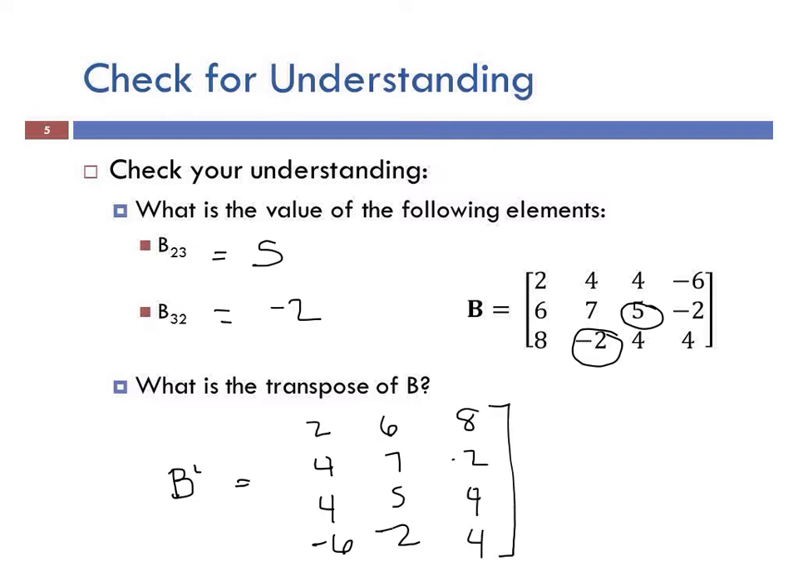I put my brackets around it, and now B prime is also labeled as it has 4 rows and 3 columns, so it is a 4 by 3 matrix. So make sure that you did that right.